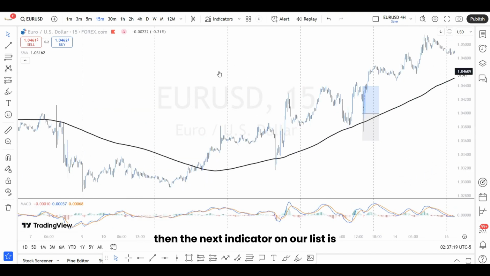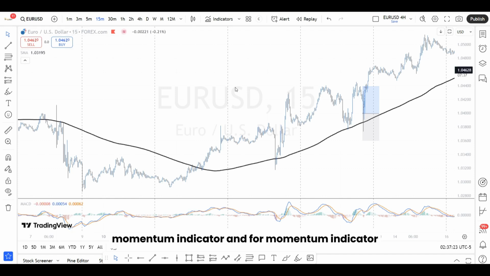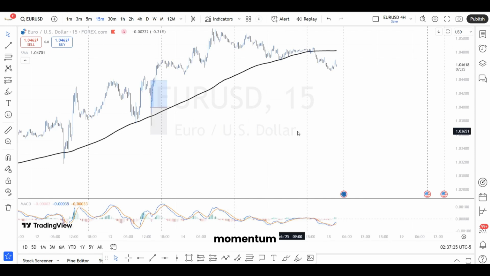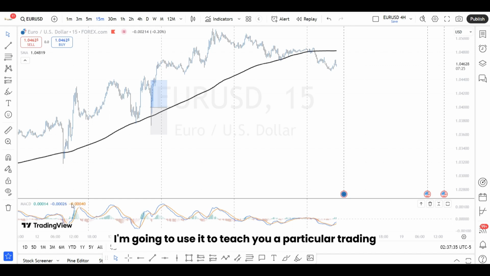Then the next indicator on our list is the momentum indicator. The momentum indicator is used to know when the market is overbought or oversold. You see this MACD and 200 moving average, I'm going to use it to teach you a particular trading strategy.